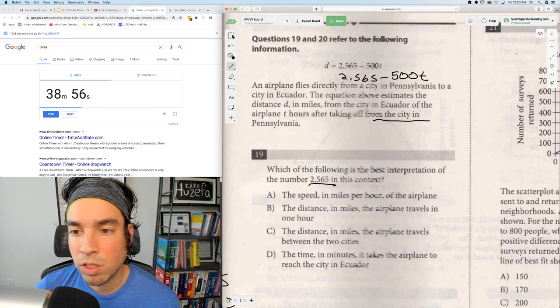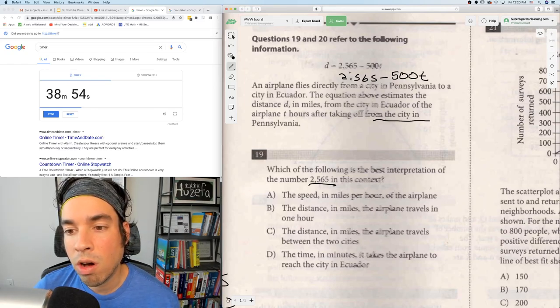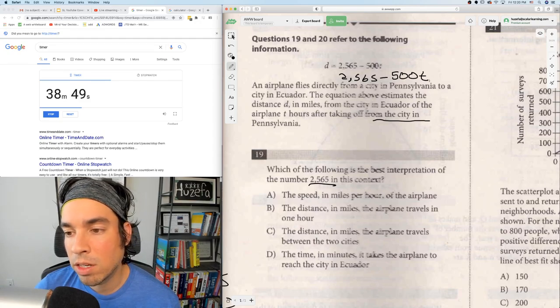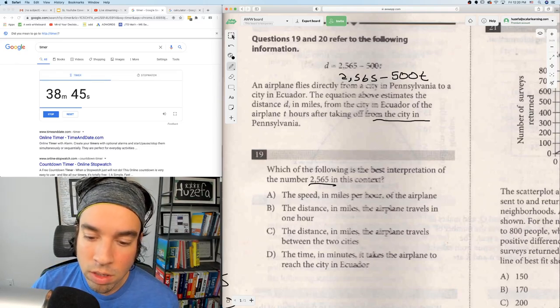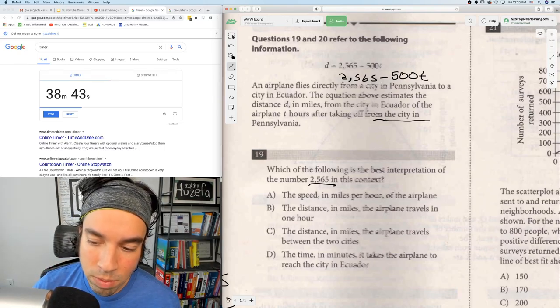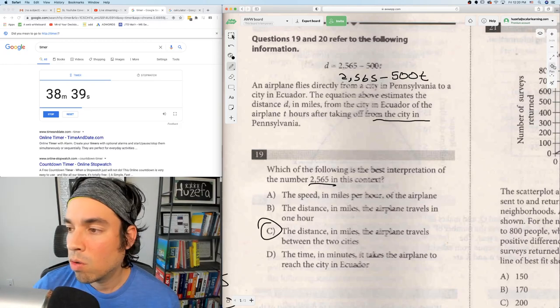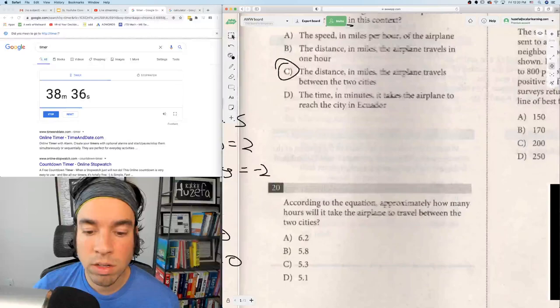From the city in Pennsylvania. So that means you're starting off 2,565 miles away, and then you're gaining 500 miles, or you're getting 500 miles closer every hour. The distance in miles the airplane travels between the two cities. It's that one.